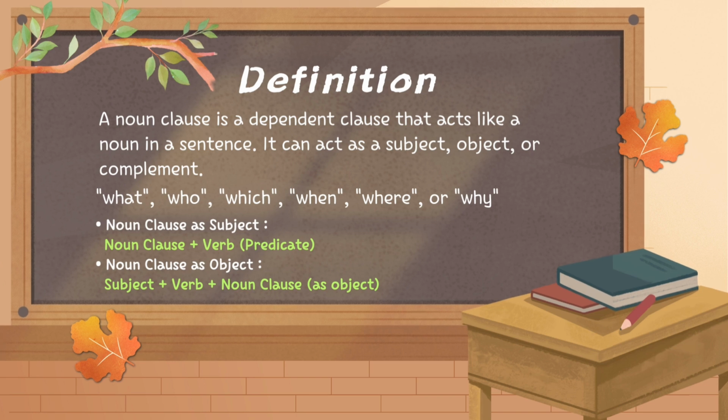Noun clauses can function as either the subject or the object in a sentence. The following are the formations for each. The first, noun clause as subject, is noun clause plus verb or predicate. The second, noun clause as object, is subject plus verb plus noun clause.